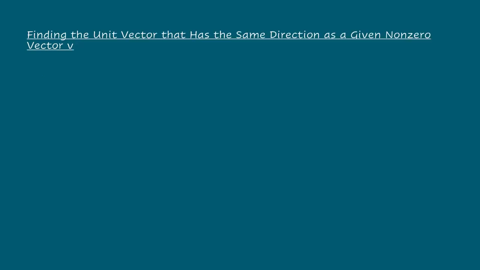So when we want to find the unit vector that has the same direction as a given non-zero vector v, we will use the vector divided by the magnitude of that vector. So as long as we have the vector and can find its magnitude, we can find the unit vector having the same direction as a non-zero vector that is given.